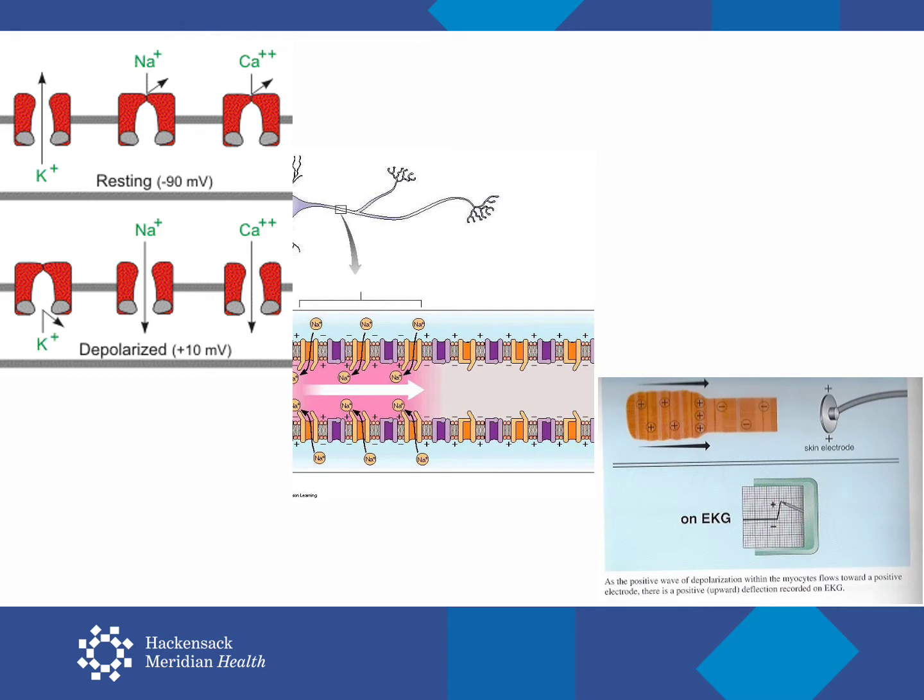And remember that the movement of a positive charge towards an electrode, in other words, the depolarization of the heart, is recorded on the EKG as an upward deflection of the tracing. Correspondingly, if the charge is moving away from an electrode, that would be recorded as a negative tracing.